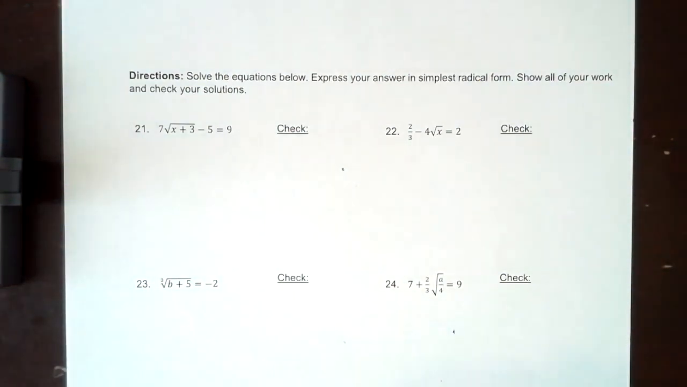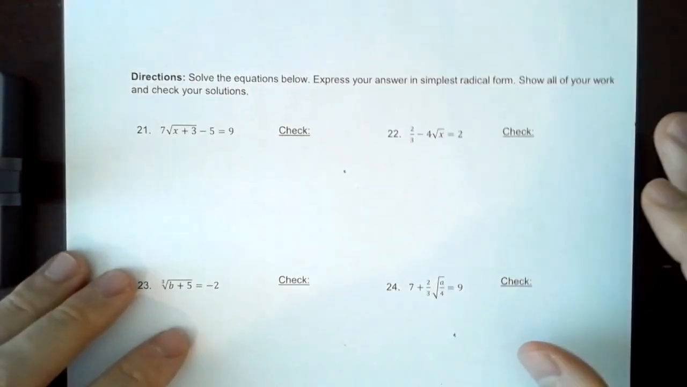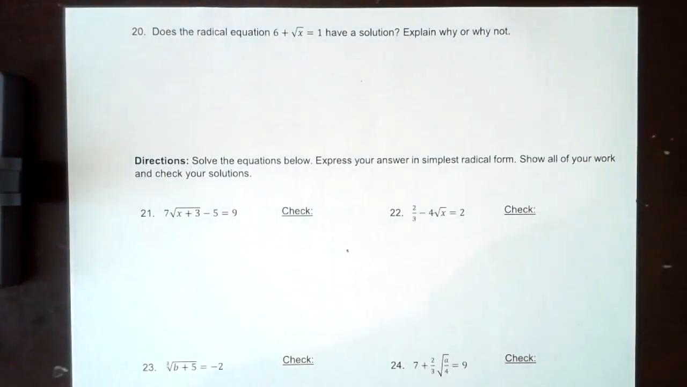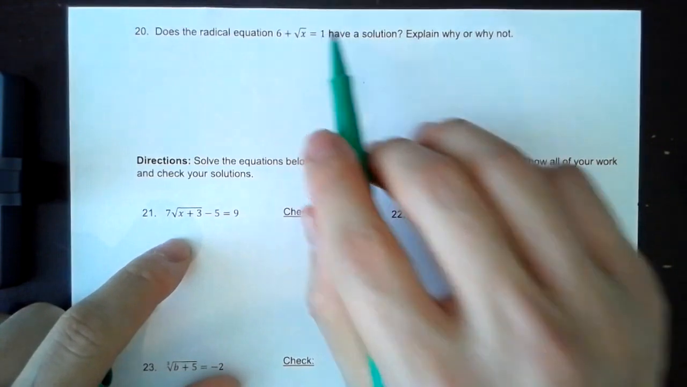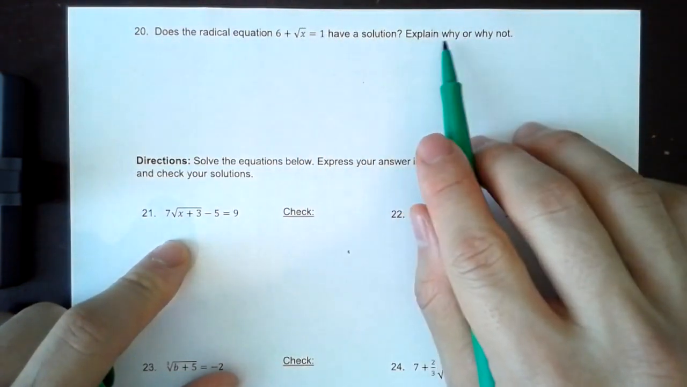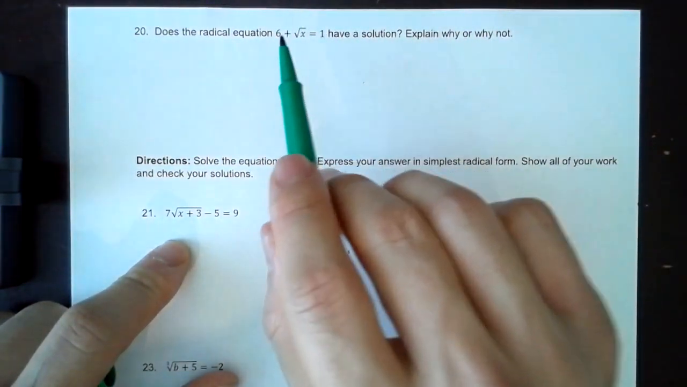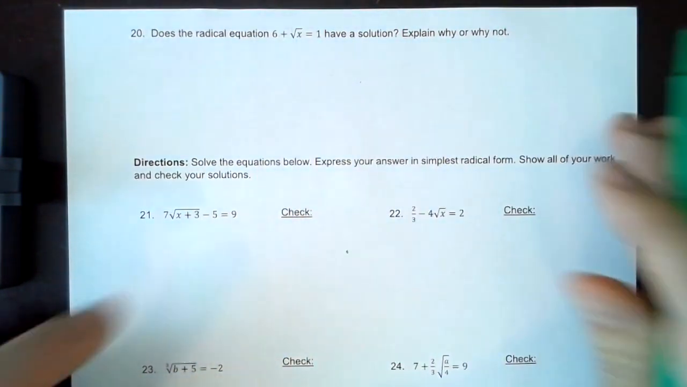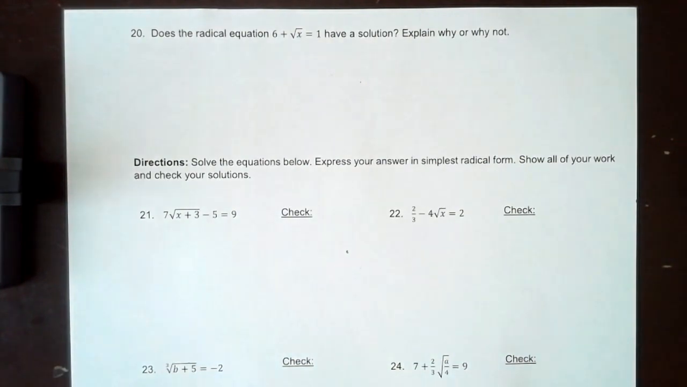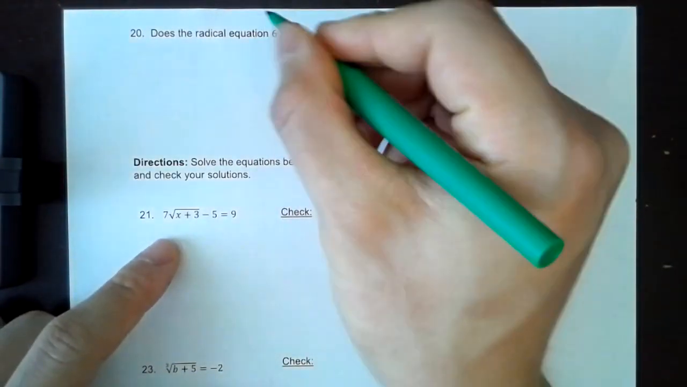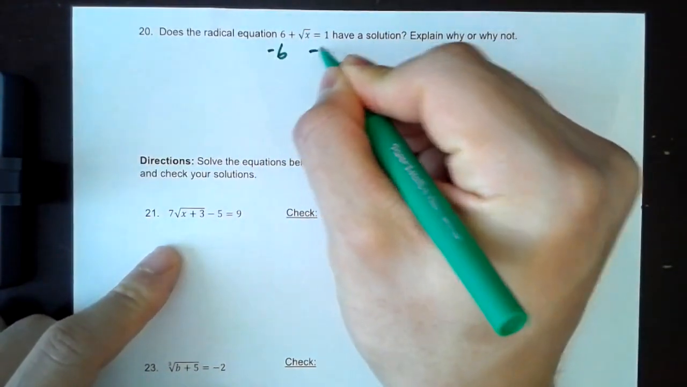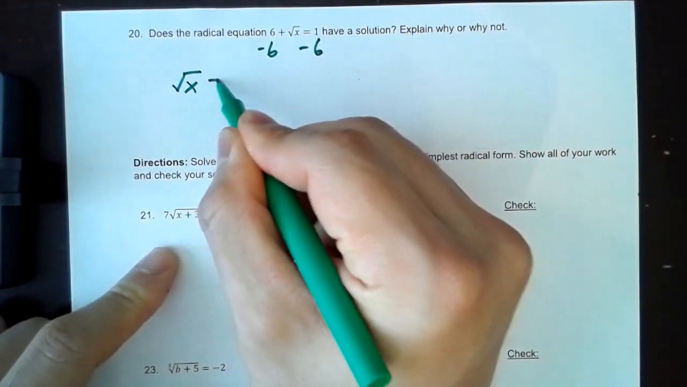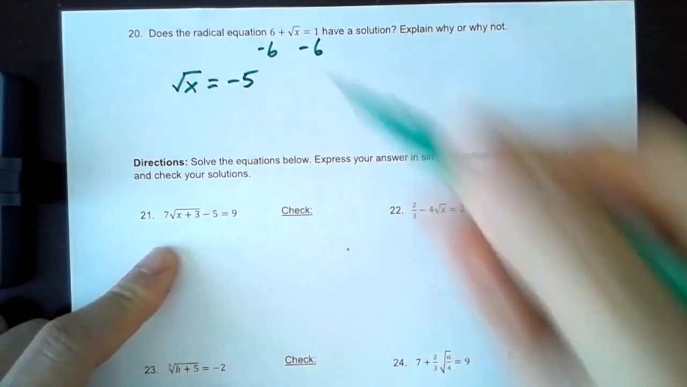Okay, class, let's finish the last page of this lesson. Number 20. Does the radical equation 6 plus the square root of x equal 1 have a solution? Explain why or why not. Sometimes we like to throw the constant in the front just to annoy you, or to make you realize constants can be in the front as well. So I'm going to subtract 6 from both sides, and then I get square root of x is equal to negative 5.